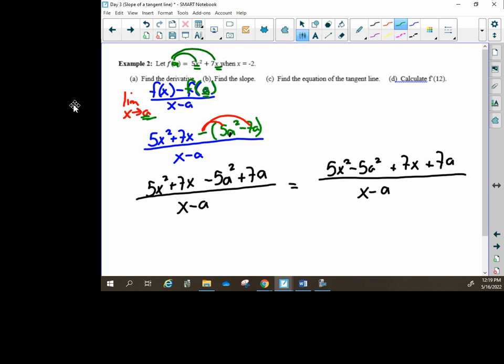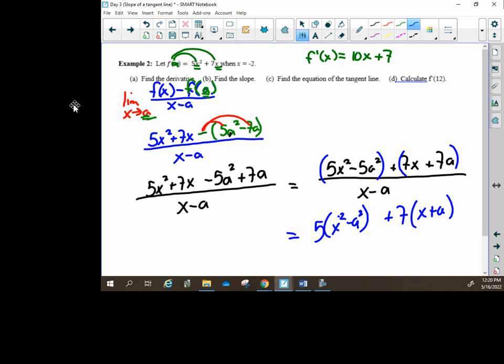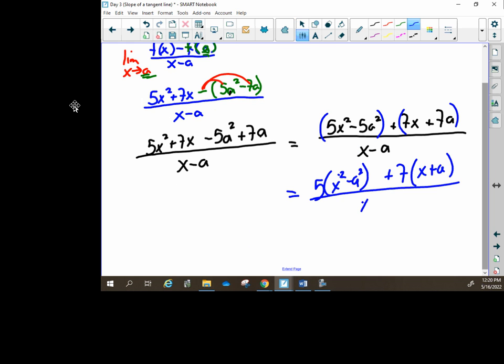If I told you right now what the derivative formula is going to be, because I'm looking at this right now and I can figure it all out, you're going to have to think, how do you do that? Well, I'm going to group these two together, and I'm going to group those two together. I'm going to factor a 5 out of this. This is 5 times x squared minus a squared plus 7 times x plus a, and that's all over x minus a. I still need to find a way to cancel out this x minus a.